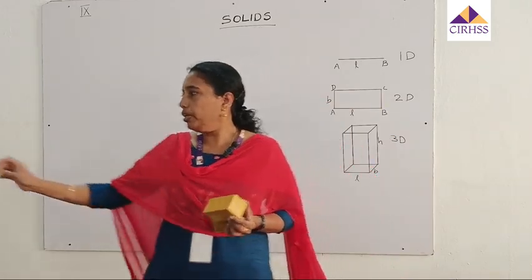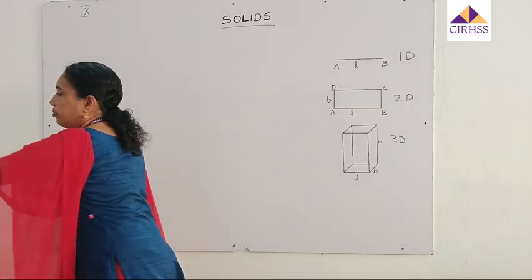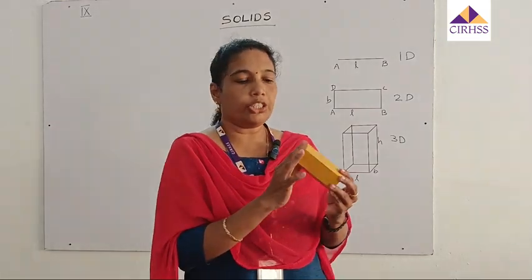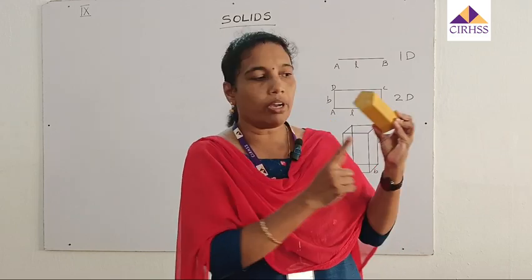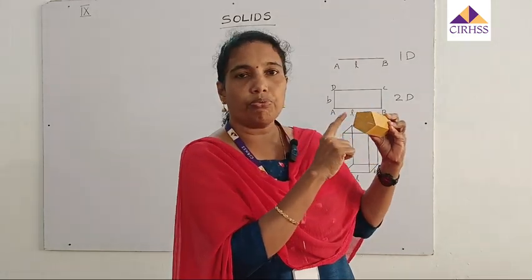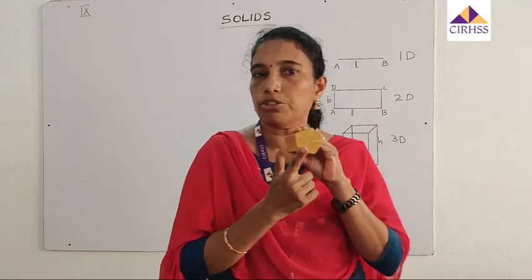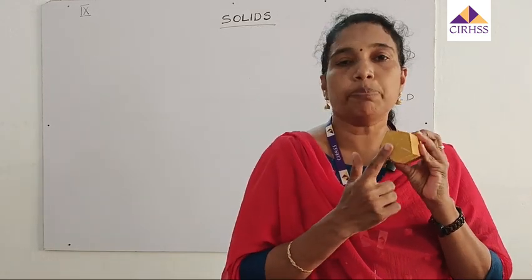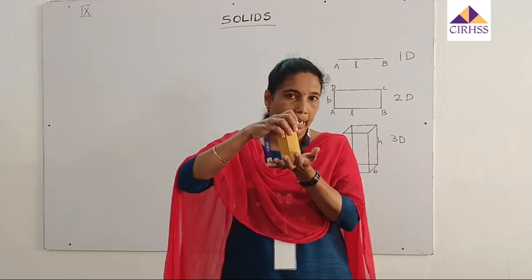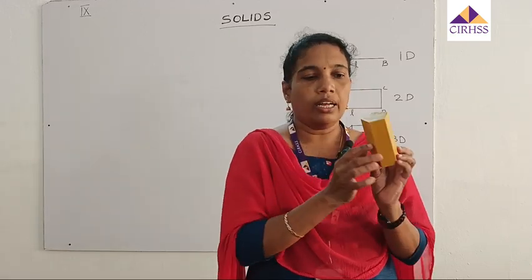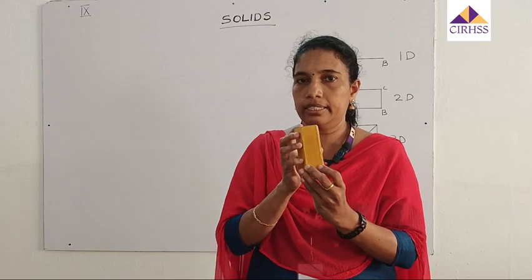Look at one more. Here. What is the shape of this one? How many sides are there? Can you count? 1, 2, 3, 4, 5. That is a five-sided figure. What is its name? Yes, pentagon. Very good. That is a pentagon. So the top and bottom are pentagons, but all the sides are rectangles.